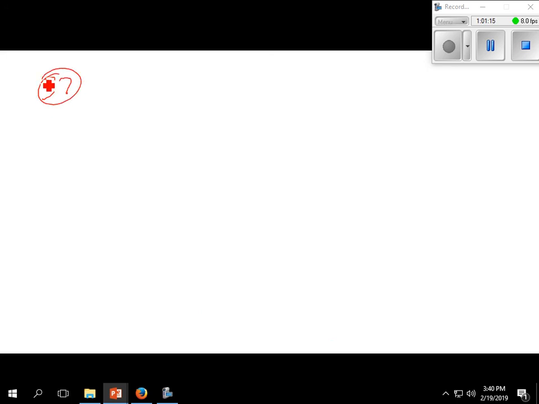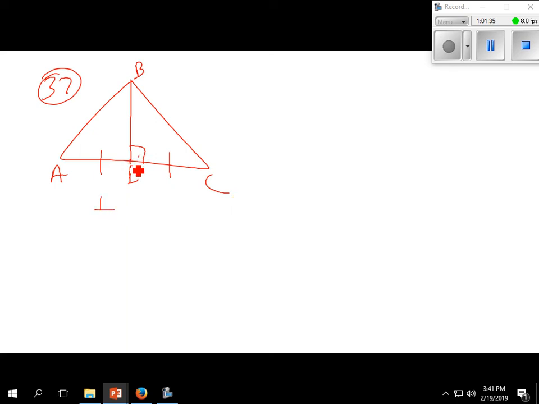Thirty-seven says, they give you this triangle. I'm just going to draw the triangle, then I'll read the problem. This is B, that's D, that's a right angle, that's congruent to that, that's A, that's C. First thing I know before I even look at anything else, it forms a right angle, so it's perpendicular, and it bisects this segment AC, so it's a perpendicular bisector.